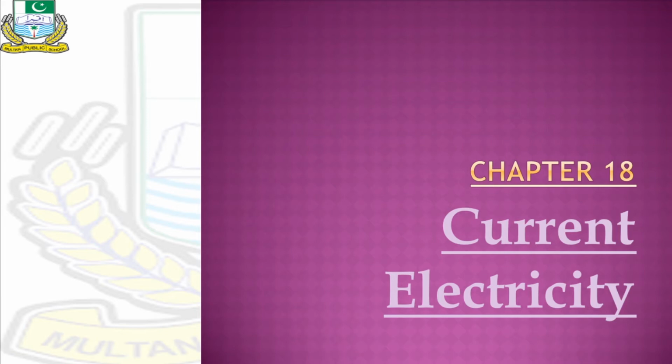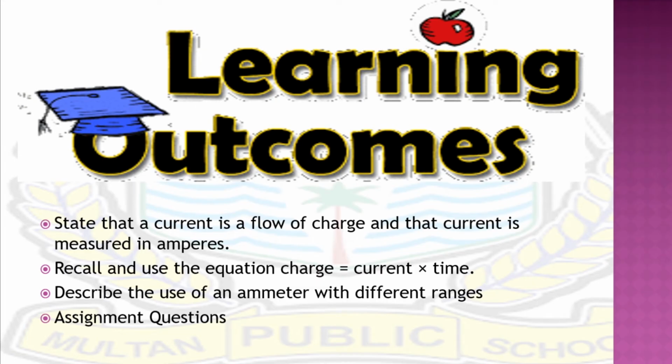So, before getting into the core concepts of this chapter, I would like to share some learning outcomes. State that a current is a flow of charge and that current is measured in amperes. Recall and use the equation charge is equal to current times time. Describe the use of an ammeter with different ranges, and some assignment questions.